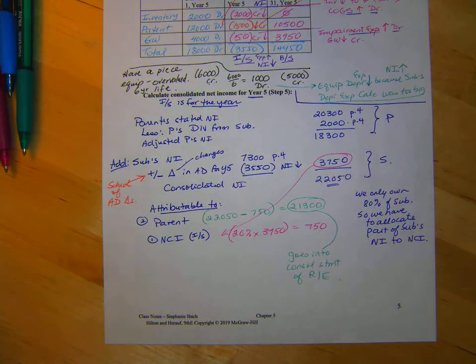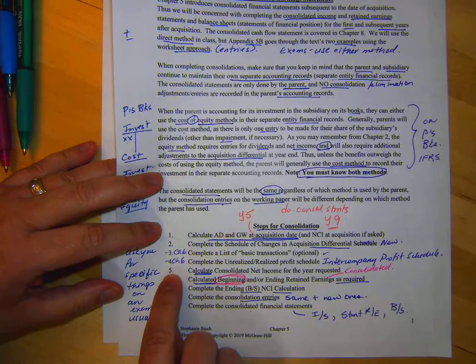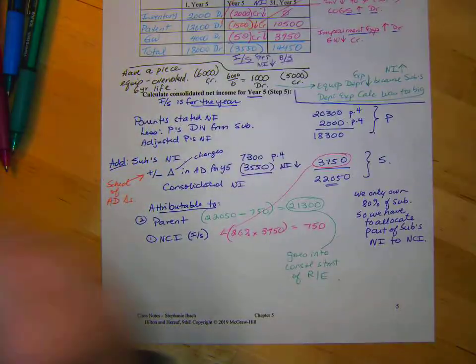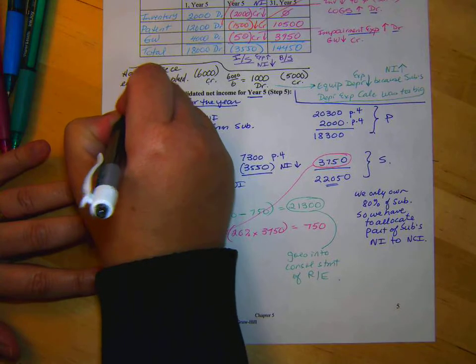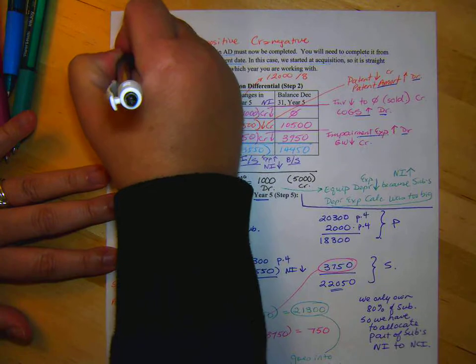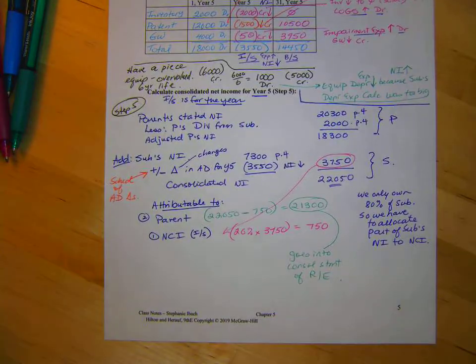And if you look at our little list on page 1, that's step 5. I'll just write step 5 next to it so you can remember. And this was step 2. And step 1, of course, you already know, calculate AD and goodwill. Okay, look that over, make sure it makes sense, and let's go on to page 6 in the next video.